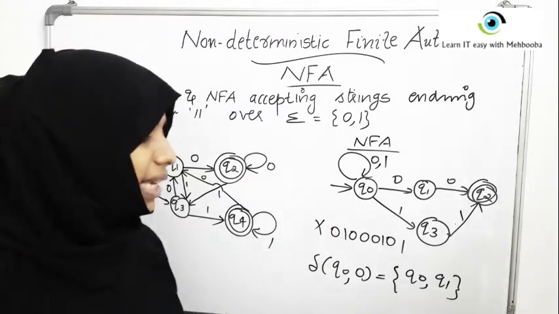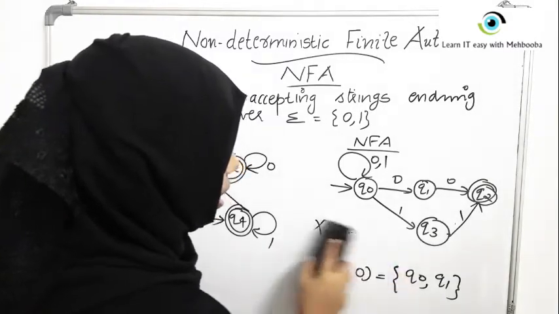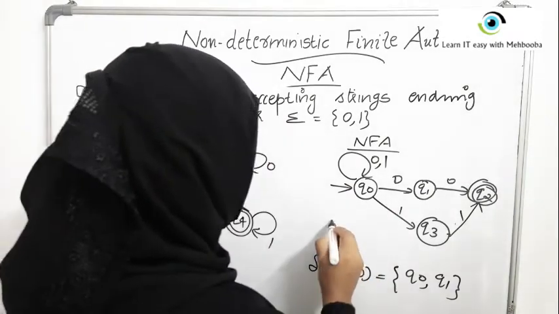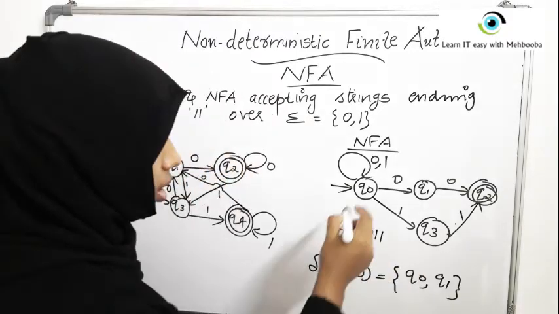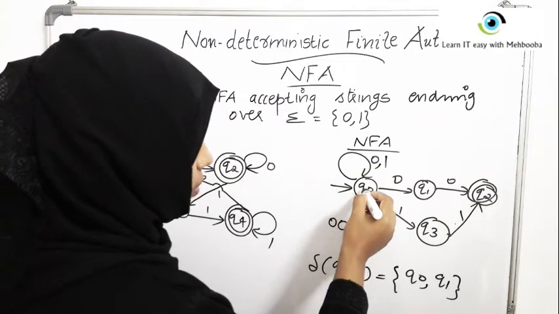Now I guess at least a few of you will have the doubt: what if we are processing the input 0 0 0 0 1 1 like this? That is, when 0 comes, stay here. When 0 comes, stay here. When 0 comes, stay here.